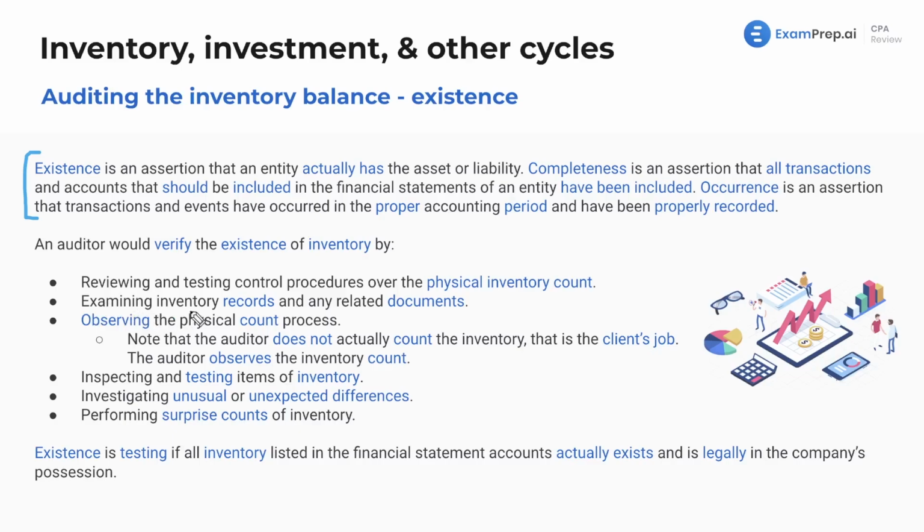Now we could also examine inventory records and any related documents, making sure that this inventory actually exists, getting that proof of existence a little more straightforward. Just think about it. How would you prove that this actually exists? You could also observe the physical count process.